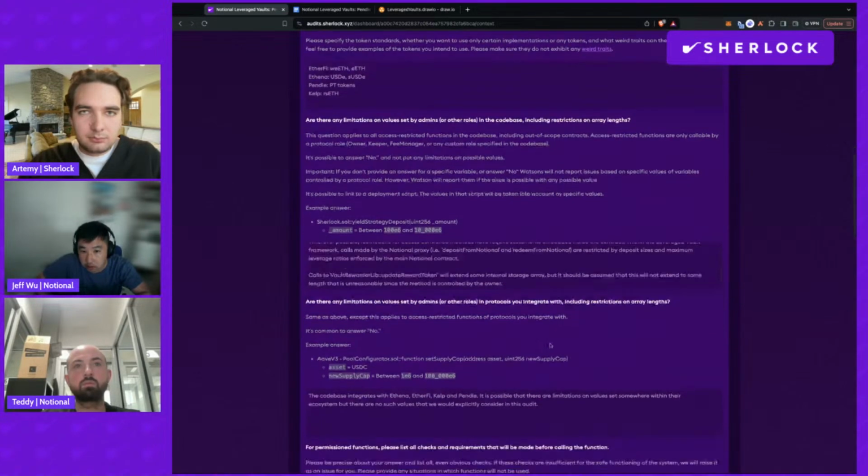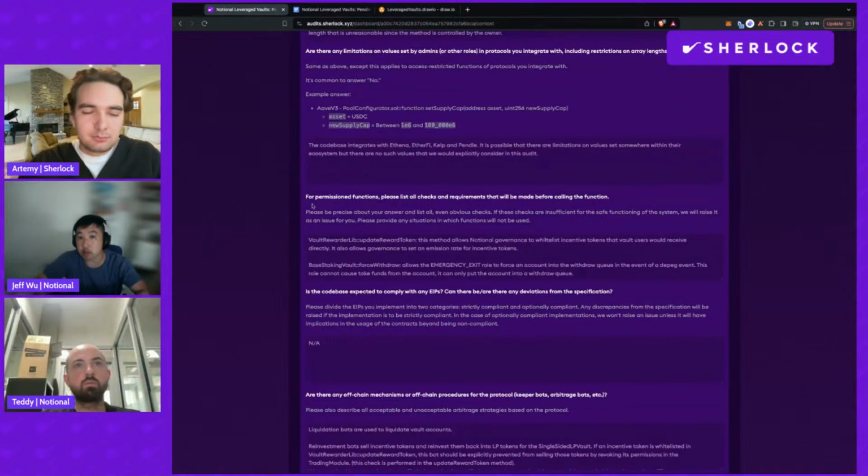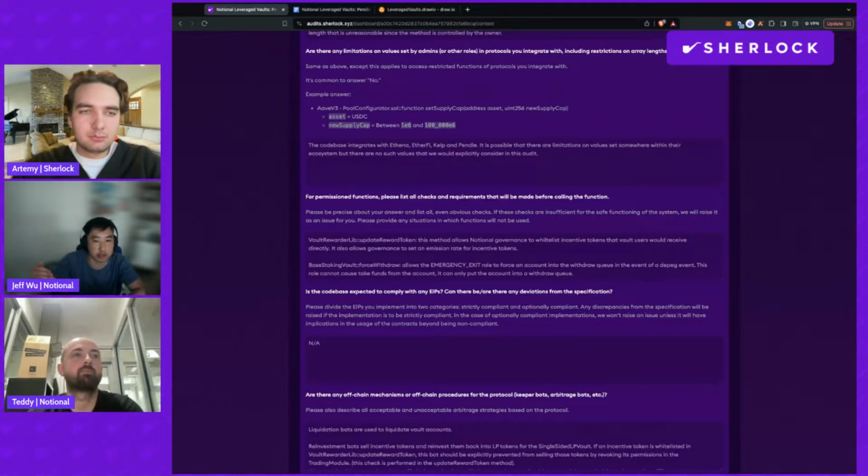This one here, surrounding permission functions. There are 2 permission functions within the scope of this contest. There are more permission functions outside of this in the larger Notional ecosystem, but we want to call these 2 out. One is in the vault rewarder lib. We have a method that allows us to whitelist incentive tokens for this vault. This is a governance-only method, so issues around governance setting some weird values here, we probably wouldn't consider valid. We expect governance to be judicious in how they call this function.